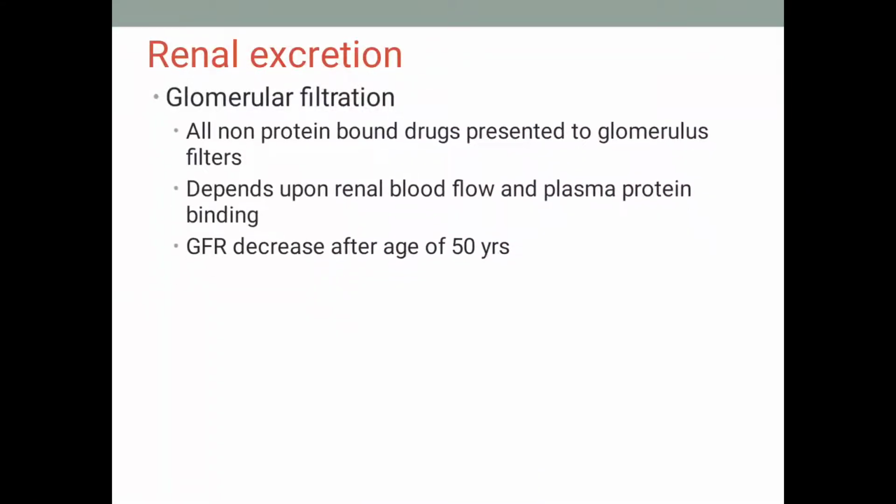Okay, so let's see kidney or renal excretion. The main excretion system of our body is renal excretion. Three processes can occur. The first process is glomerular filtration. All the non-protein bound drug present reaches the glomerular filters, and it filters through this part. It depends upon the renal blood flow and plasma protein binding. Means if blood flow is higher and there is no plasma protein binding, then its filtration will be higher.